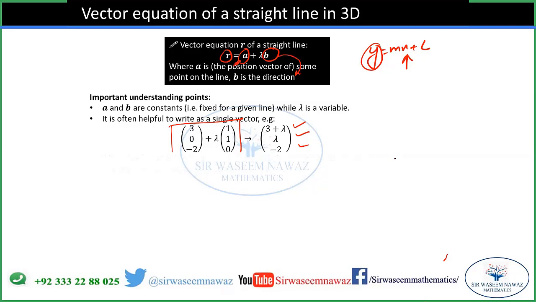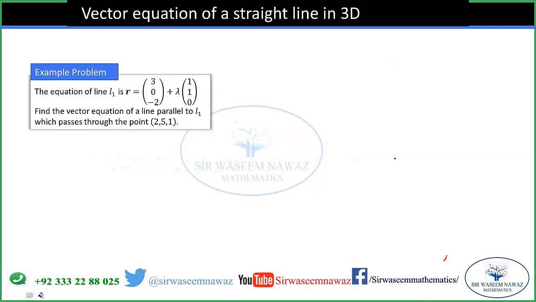Okay. In this case, what is the position vector? (3, 0, -2), or you call it initial vector, starting point. And what is this (1, 1, 0)? This is our direction vector. Okay, let's see some questions. The equation of the line L1 is r equals (3, 0, -2) plus lambda times (1, 1, 0). Find the vector equation of a line parallel to L1 which passes through the point (2, 5, 1).